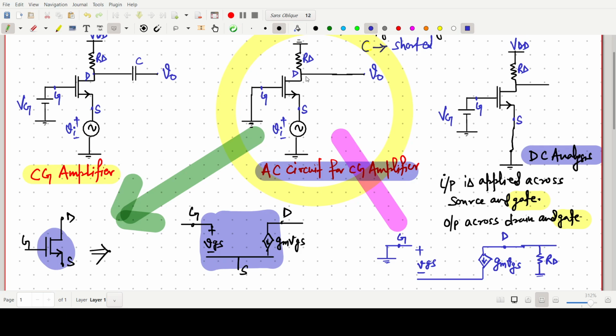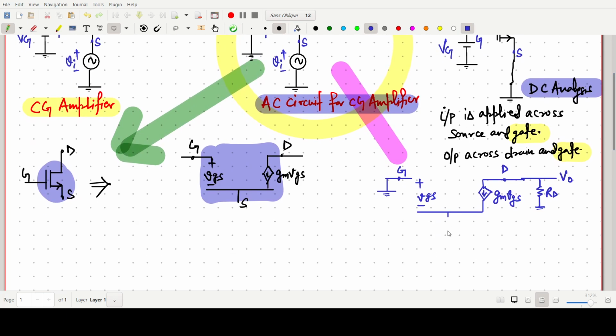Okay, and we are taking this as the output, so this one is our Vo node, and one source is there. This one is our source terminal. Okay, so through this source we have the voltage, so we can make it like this, say Vi. Okay, so this one is the AC equivalent circuit for the common gate amplifier. Now the AC equivalent circuit is over, or we can write it as a small signal equivalent circuit.